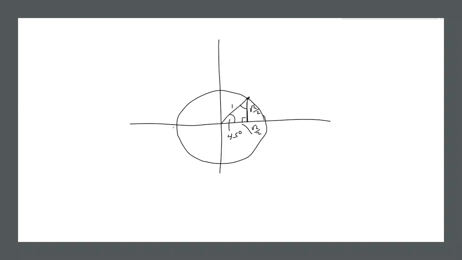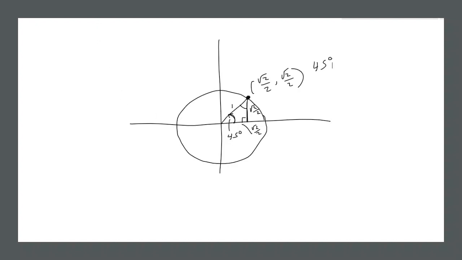So what are the coordinates of this point here? Well, the x and y coordinate is the same, root 2 over 2 and root 2 over 2. And that corresponds to which angle from the positive x-axis? 45 degrees. So that is a special point on the unit circle.